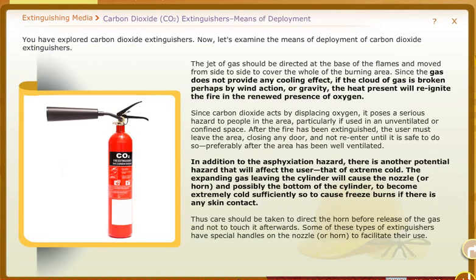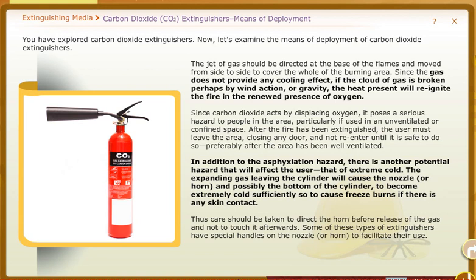You have explored carbon dioxide extinguishers. Now, let's examine the means of deployment of carbon dioxide extinguishers. The jet of gas should be directed at the base of the flames and moved from side to side to cover the whole of the burning area. Since the gas does not provide any cooling effect, if the cloud of gas is broken, perhaps by wind action or gravity, the heat present will reignite the fire in the renewed presence of oxygen.